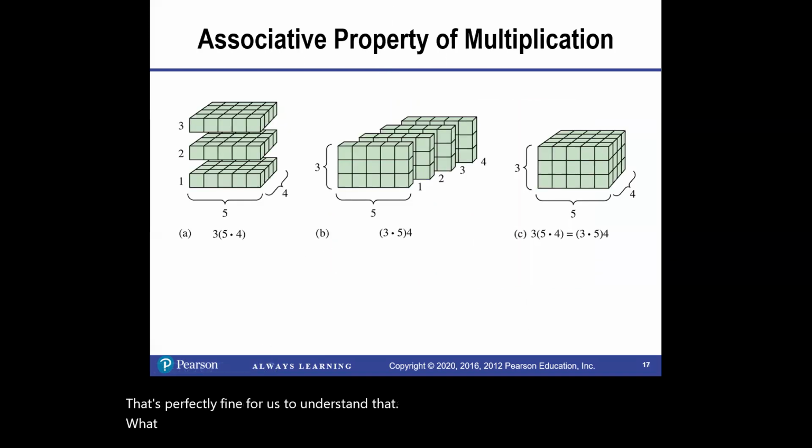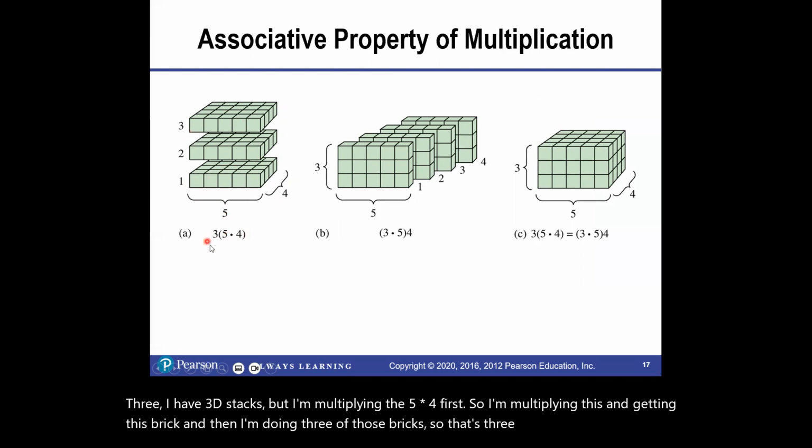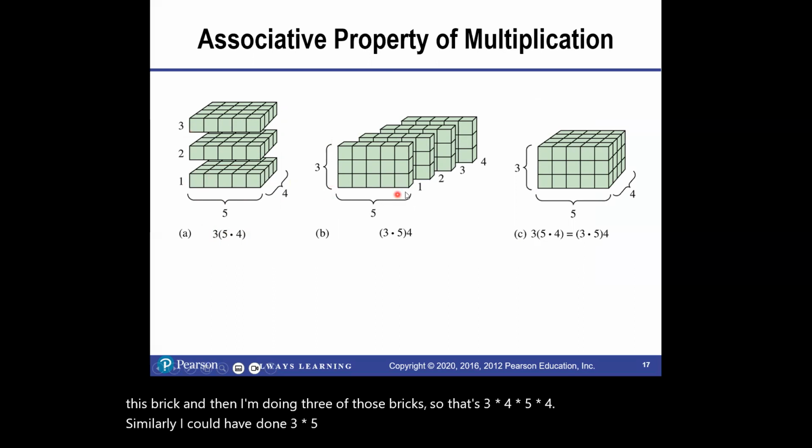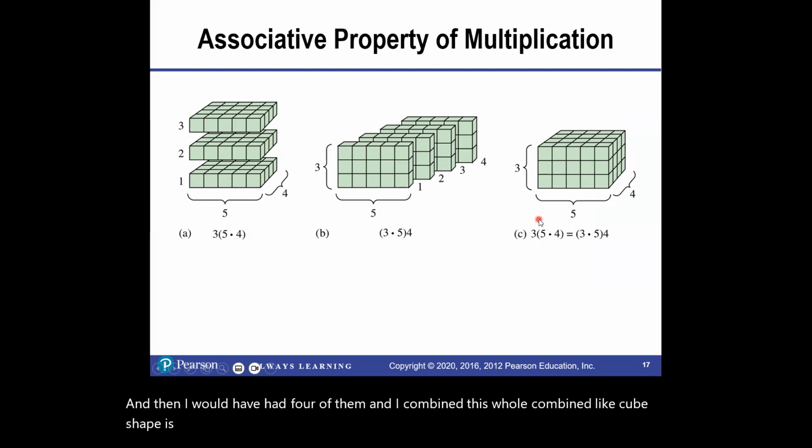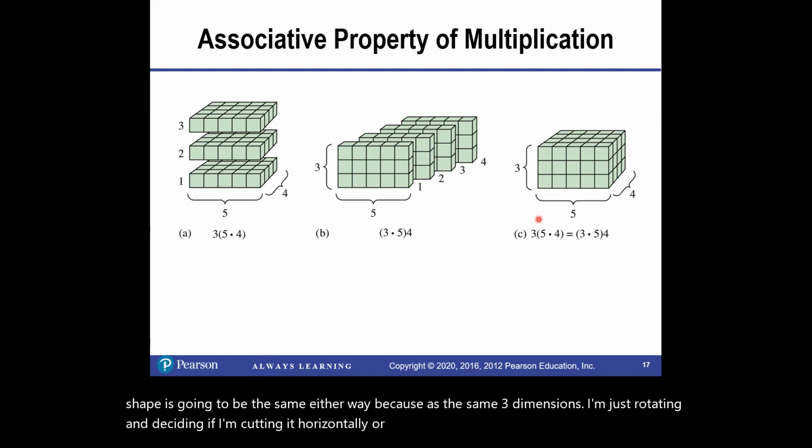What about this? Well, notice here I'm doing 3. I have 3 of these stacks, but I'm multiplying the 5 times 4 first. So I'm multiplying this and getting this brick, and then I'm doing 3 of those bricks. So that's 3 times 4 times 5. Similarly, I could have done the 3 times 5 first, boom, and then I would have had 4 of them, and I combine. This whole combined cube shape is going to be the same either way, because it has the same 3 dimensions. I'm just rotating and deciding if I'm cutting it horizontally or vertically in order to break it up into the smaller chunks.